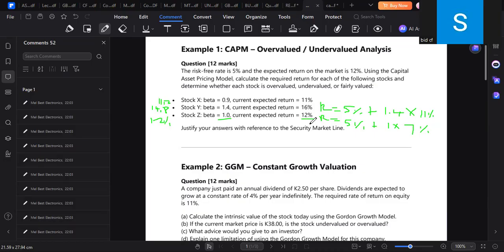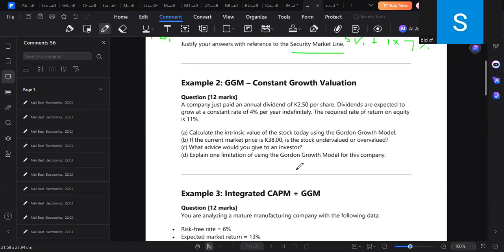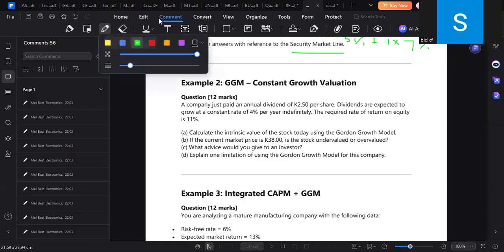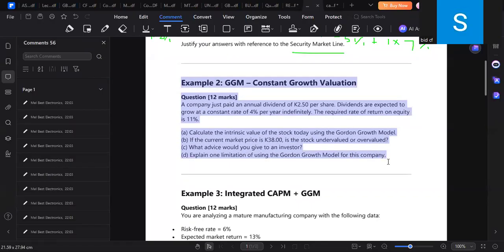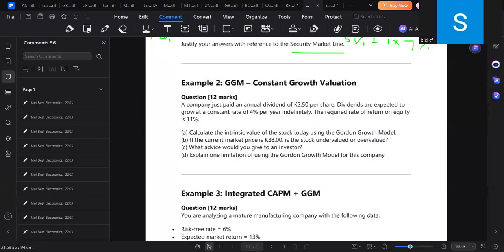Can somebody comment based on the SML line? Are we over, under, or fairly valued of these three options? What can you comment? It is fairly valued, isn't it? It is fairly valued. Are we together? Yes.